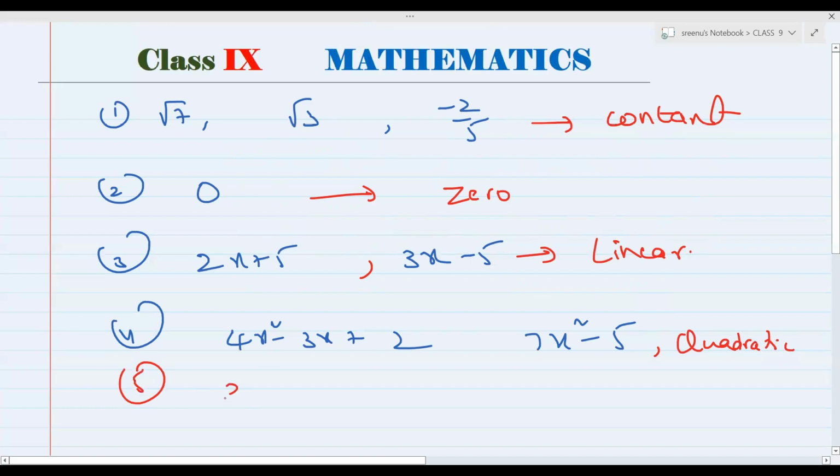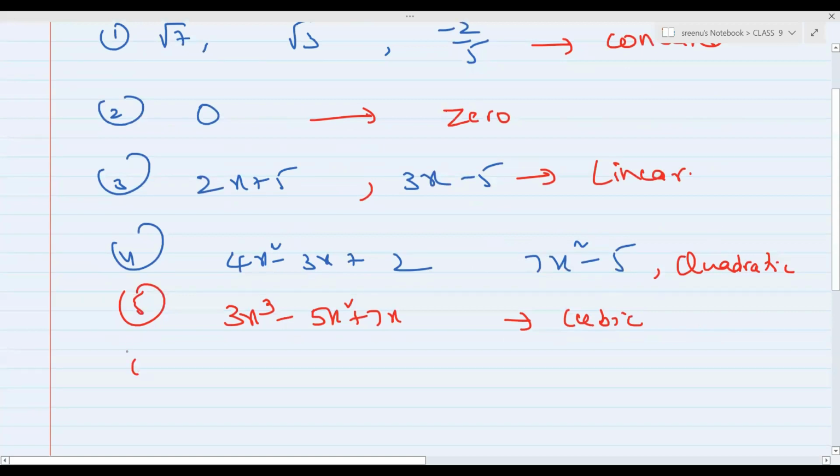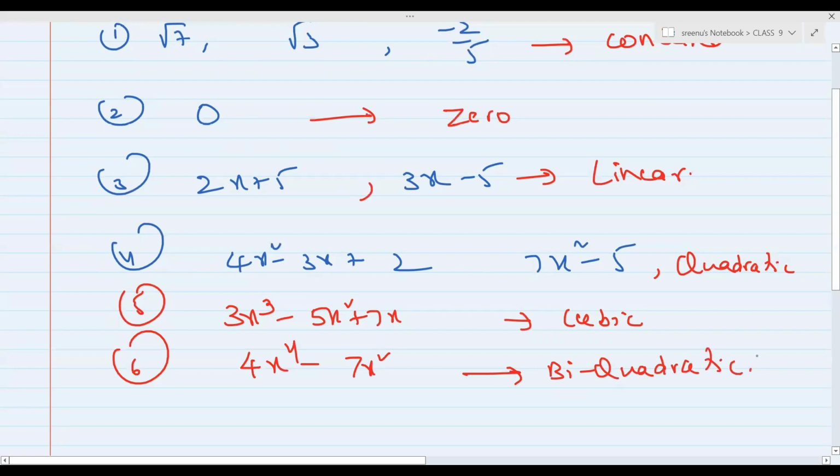Then it is cubic polynomial. Okay, so different types of polynomials: quadratic polynomial, cubic polynomial. We can define power 4 also as biquadratic polynomial. And some other polynomials also, there are prime polynomial, primitive polynomial, irreducible polynomial. Those are not necessary. So up to biquadratic polynomial is enough for us.